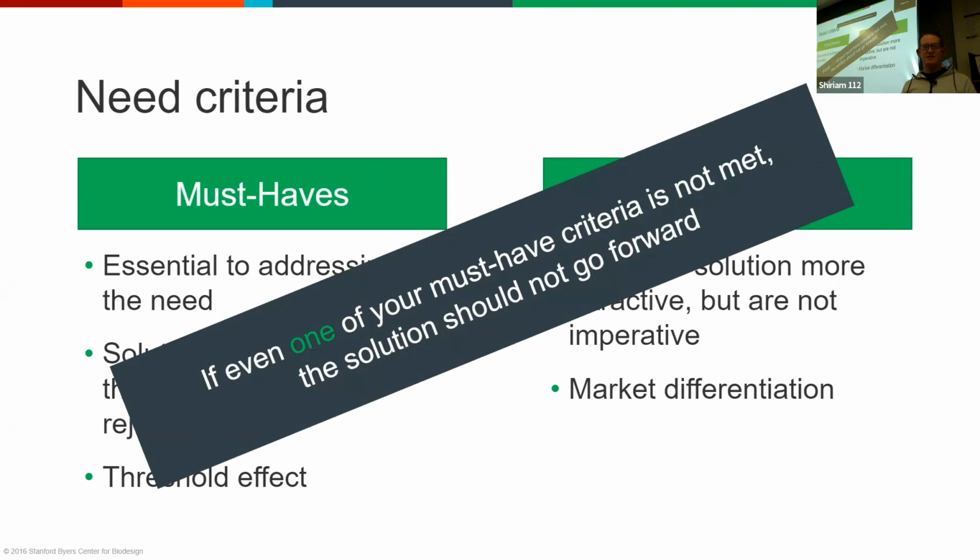So again, beating a dead horse here, but if any of your must-haves are not met, the solution can't go forward. Now, if you end up with nothing moving forward, then it's time to go back and look at the need criteria. Back to your stakeholders. Is this really what the stakeholders require?